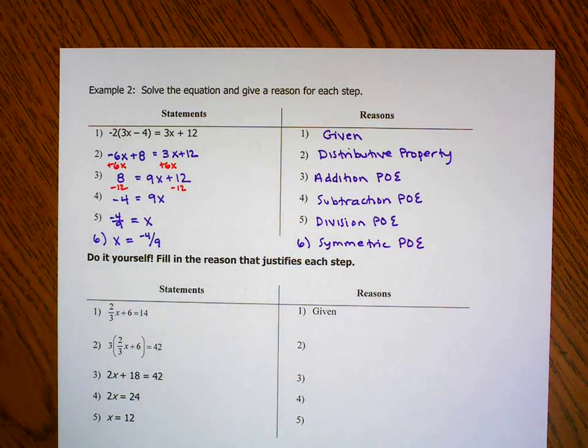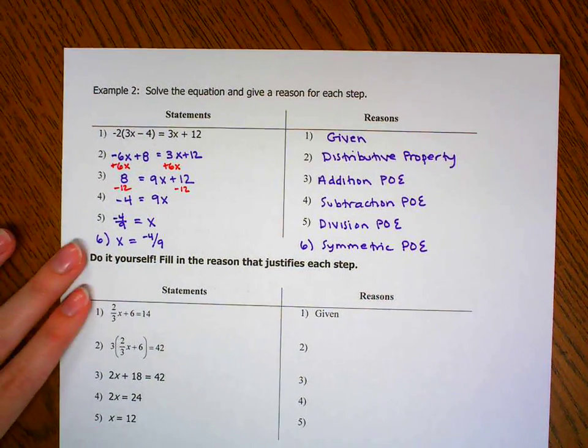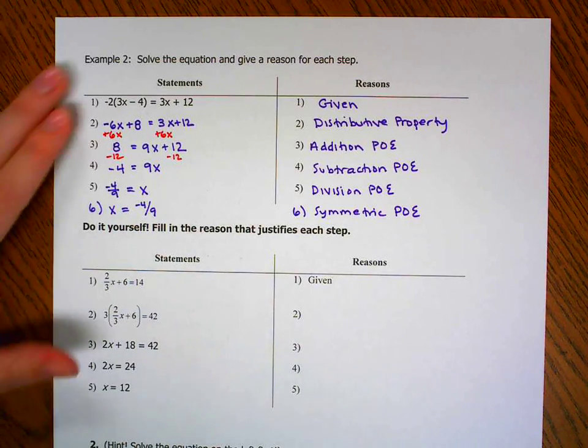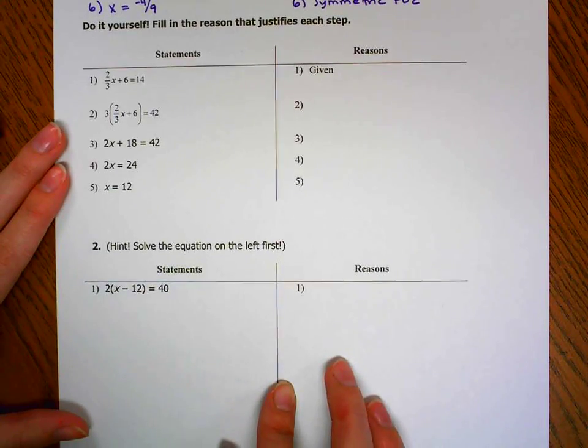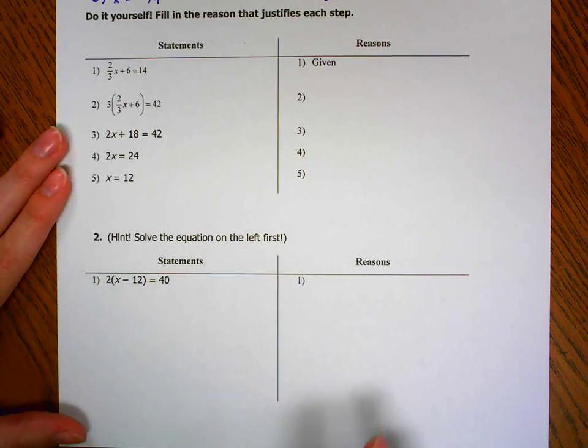Okay, so that's example number 2. What you need to do by yourself now, and you can pause this if you need to finish writing these in, is you need to go through and do these 2 examples by yourself. So go ahead and take a shot at those.